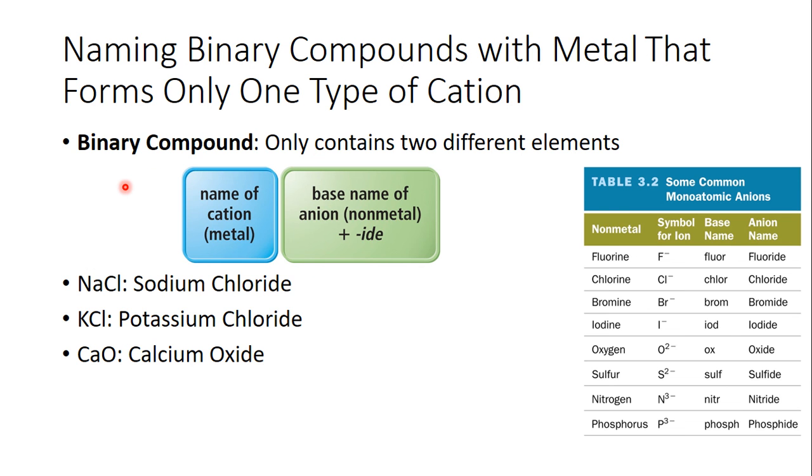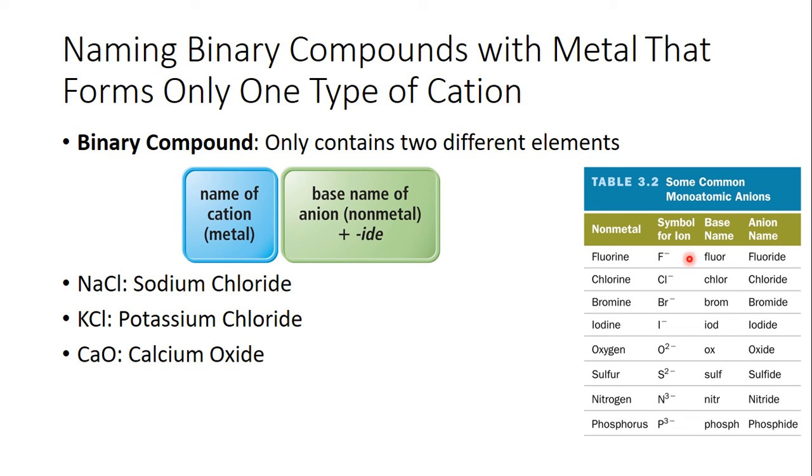Alright, let's look at naming these binary compounds with metals that only have one type of cation. A binary compound is just a compound with two different elements. And naming these is simple. You just get the name of the cation plus the name of the anion, and you change the ending of the anion name to "ide." For example, NaCl. The metal is sodium. The nonmetal is chlorine. You change the ending to "ide" to get sodium chloride. Same with potassium chloride and calcium oxide.